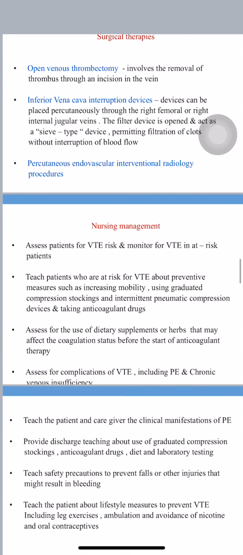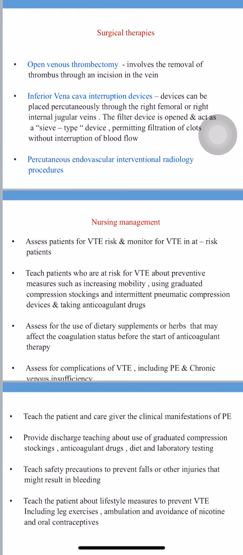Next is nursing management of patients with venous thromboembolism. It may include assessing the risk for venous thromboembolism and monitoring at-risk patients, and teaching patients at risk about preventive measures such as increasing mobility, using graduated compression stockings and intermittent pneumatic compression devices, and taking anticoagulant drugs.